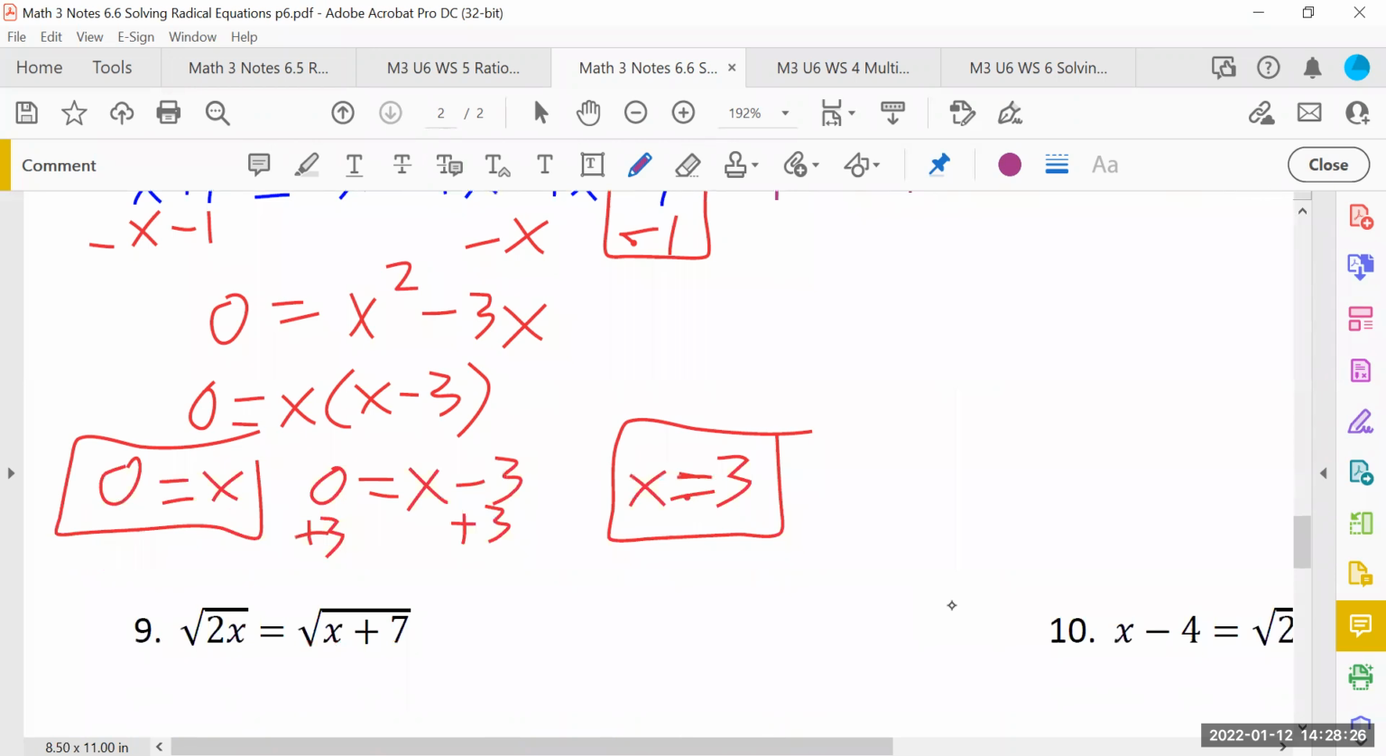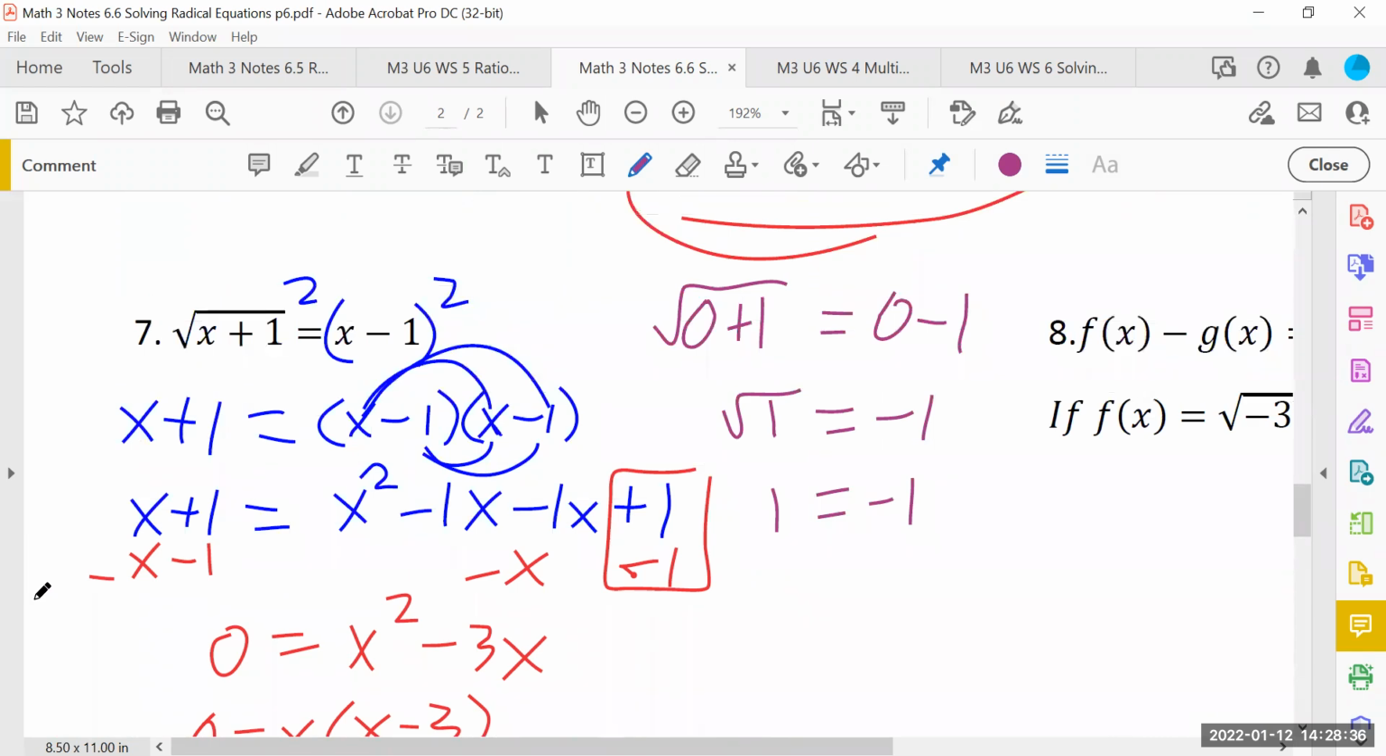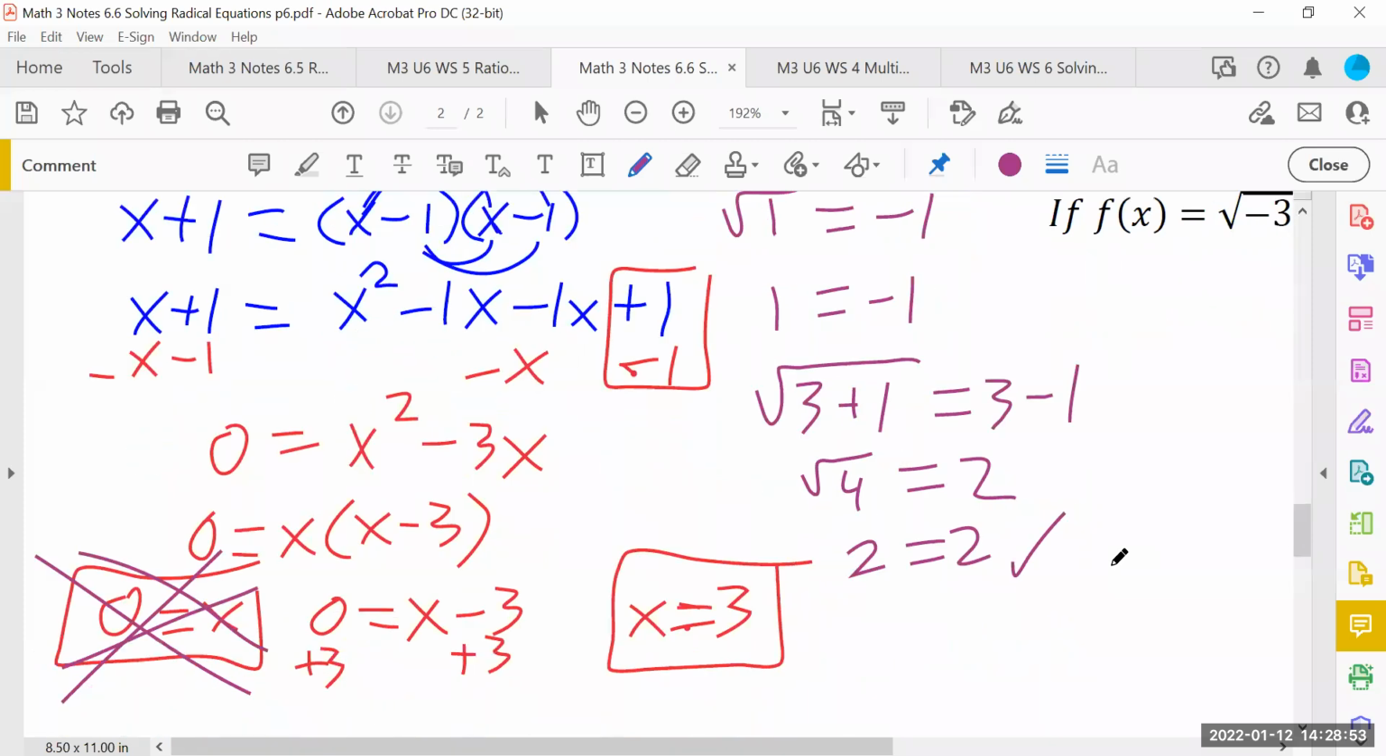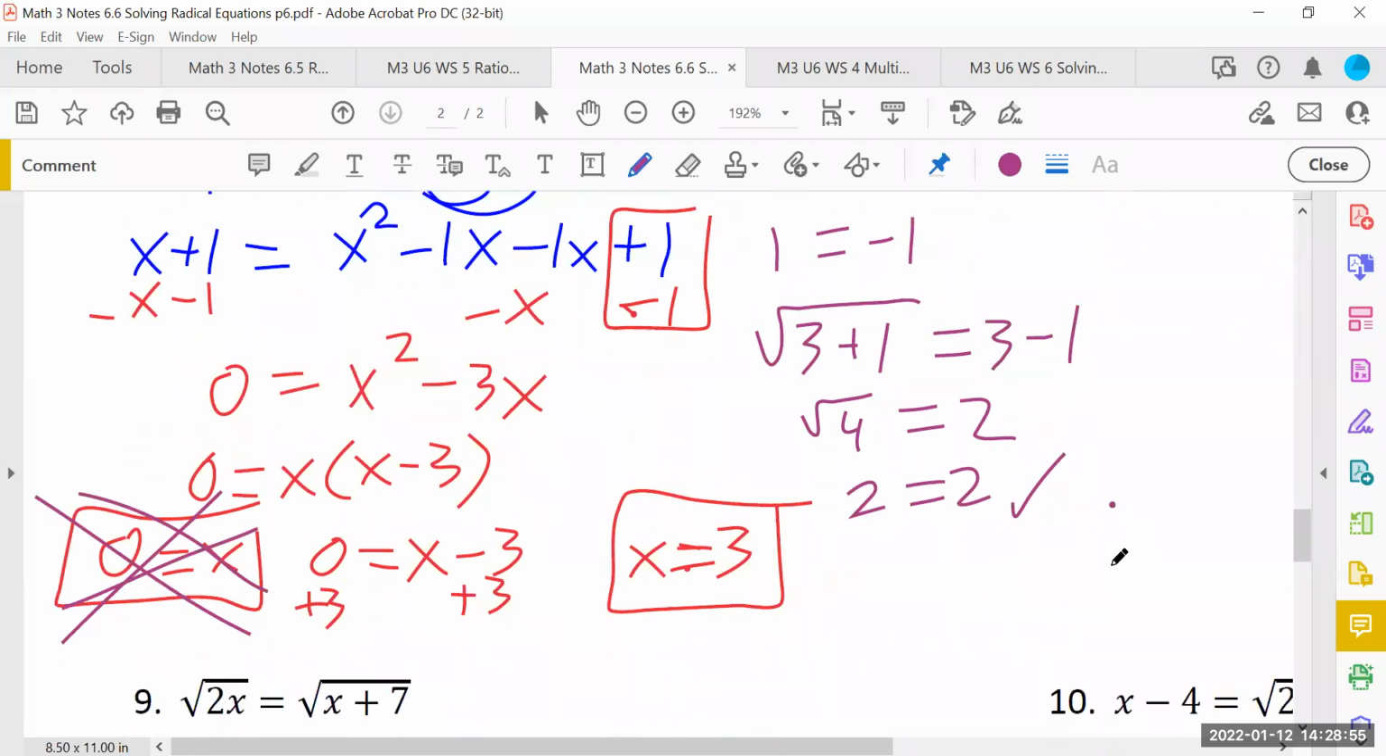So 0 is an extraneous solution. This one's no good. Does that make sense? So we check it, we plug it in, it didn't work. Let's try 3 then. The square root of 3 plus 1 is supposed to equal 3 minus 1. Square root of 4 is supposed to equal 2. This is much better. 2 equals 2. That one's good. So I got one answer that worked, one answer that didn't.